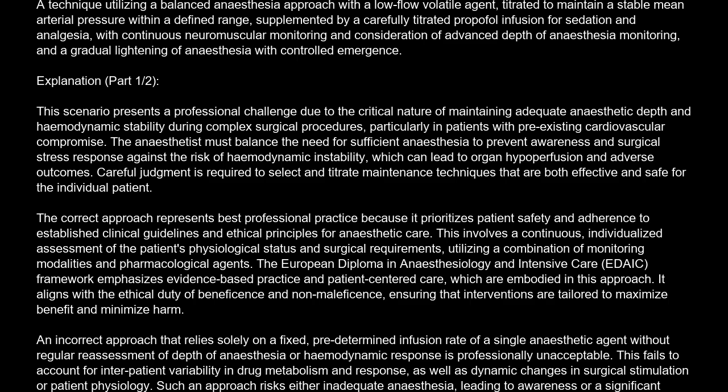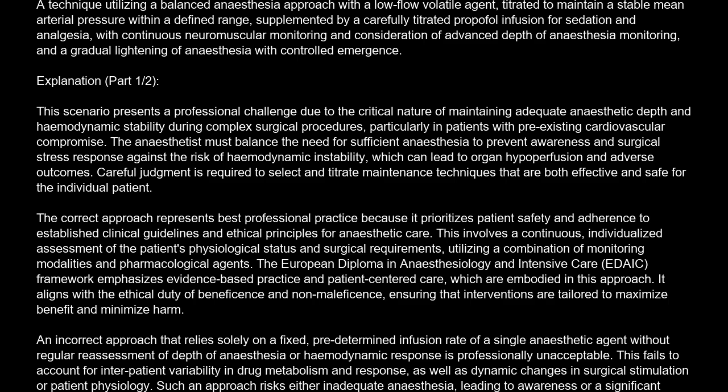stability during complex surgical procedures, particularly in patients with pre-existing cardiovascular compromise. The anesthetist must balance the need for sufficient anesthesia to prevent awareness and surgical stress response against the risk of hemodynamic instability, which can lead to organ hypoperfusion and adverse outcomes. Careful judgment is required to select and titrate maintenance techniques that are both effective and safe for the individual patient.